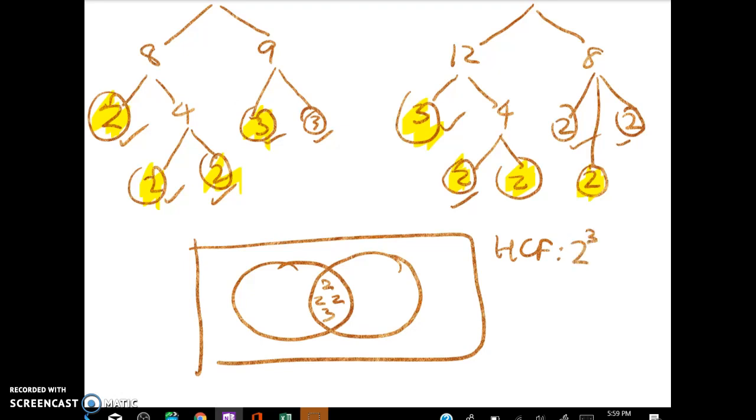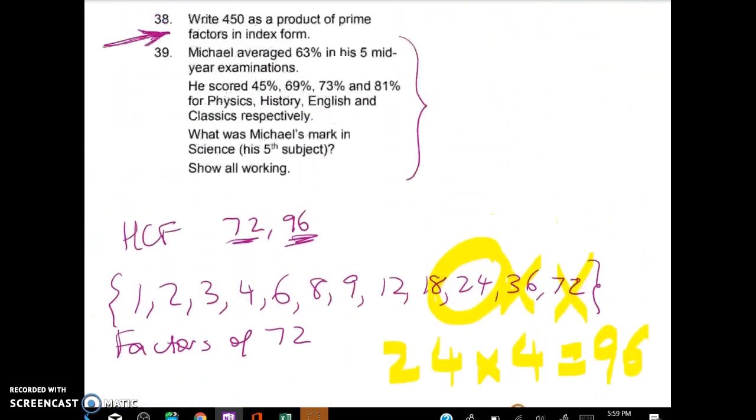2 to the power of 3 times 3. That gives me 24. Now, I think you'll probably agree that that's kind of unnecessary for a problem with 72 and 96, but it is a great method for harder ones. Now, let's see the next one.